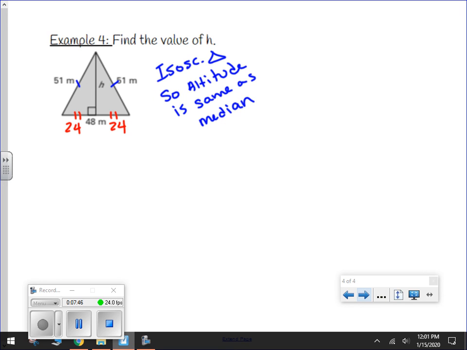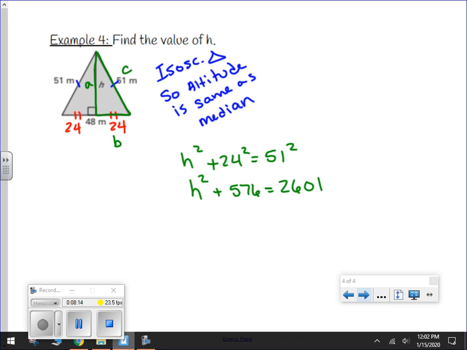Now I'm just going to look at one right triangle at a time. I'm going to make this my A, my B, and my C. So my Pythagorean theorem setup is going to be h squared plus 24 squared equals 51 squared. I'm going to square everything. Subtract 576 to the other side. And to get h alone, I'm going to square root. And since h represents the whole height, I don't need to worry about the plus or minus. So I get 45 meters as the height.